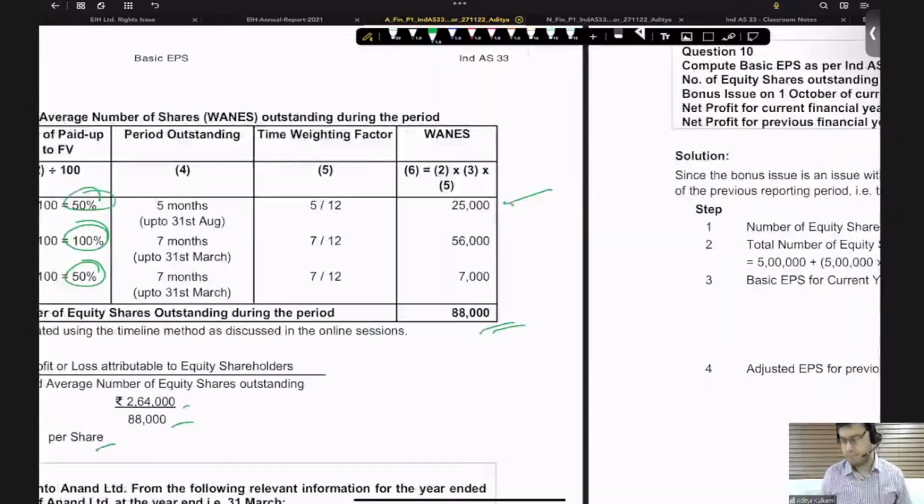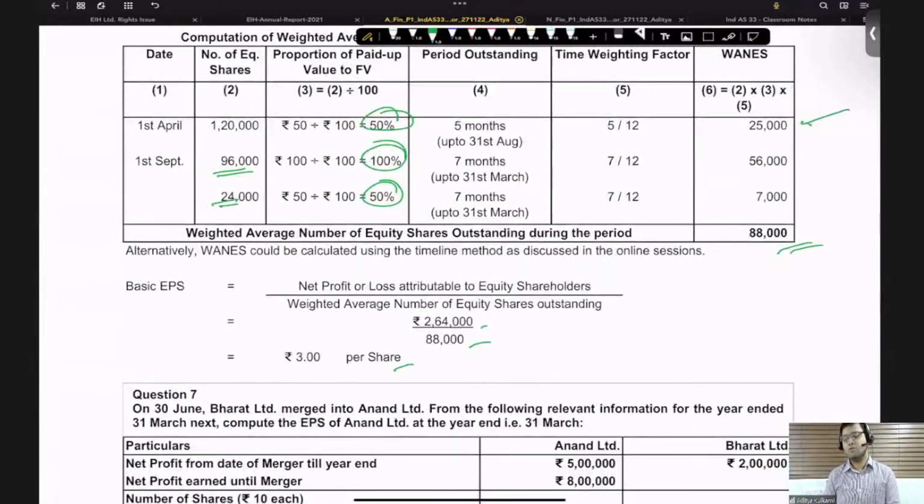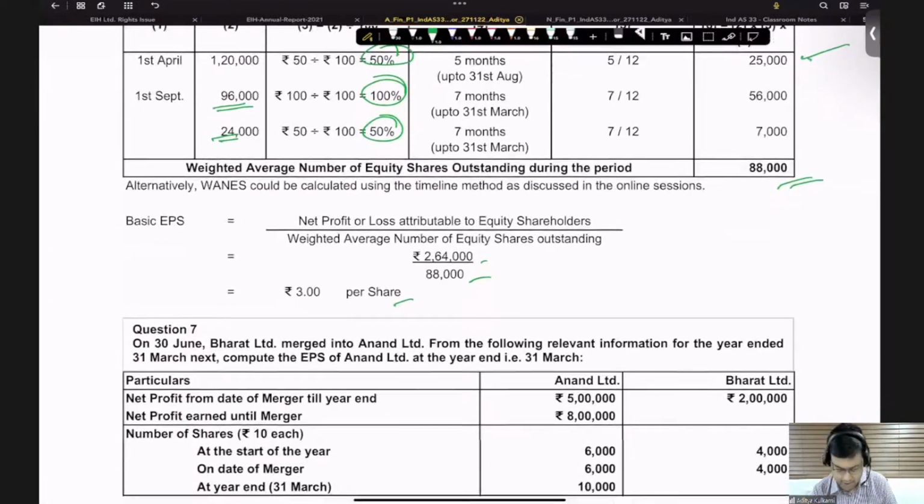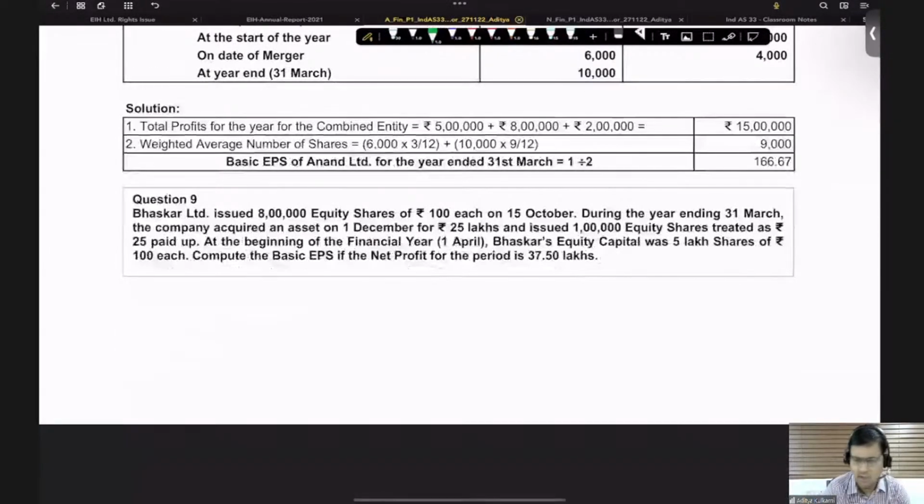Done? Clear, sir, till now? Okay, so Kaushiki has confirmed, Soham has confirmed, Srishti and Manini. All right. Last question. Okay, nothing different.